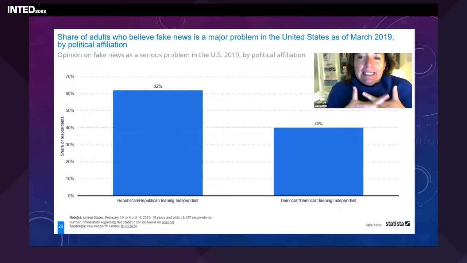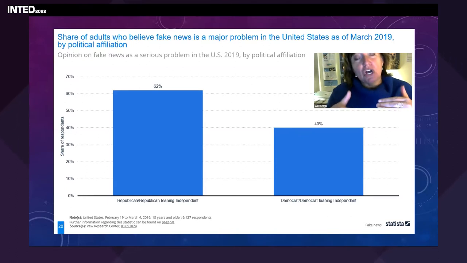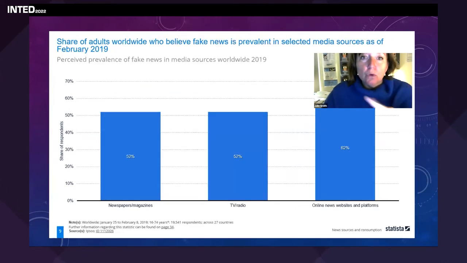So this is a chart that shows the adults who believe fake news is a major problem in the United States by political affiliation. This was the only chart that I could find. I couldn't find one that was global, but I have a feeling that misinformation, and especially online misinformation, is a concern for all people, especially educators. So over half think that fake news is a major problem. And then here's worldwide adults who believe fake news is prevalent in selected media.